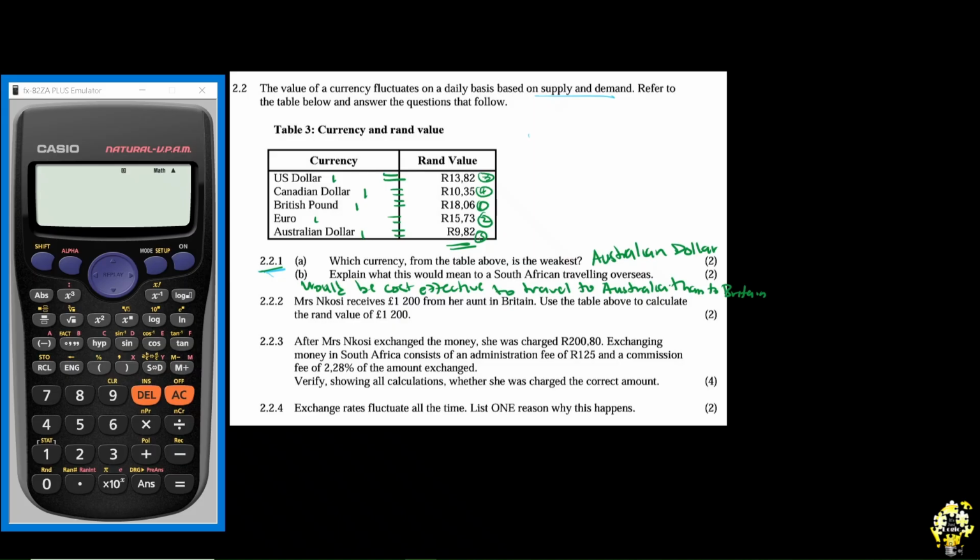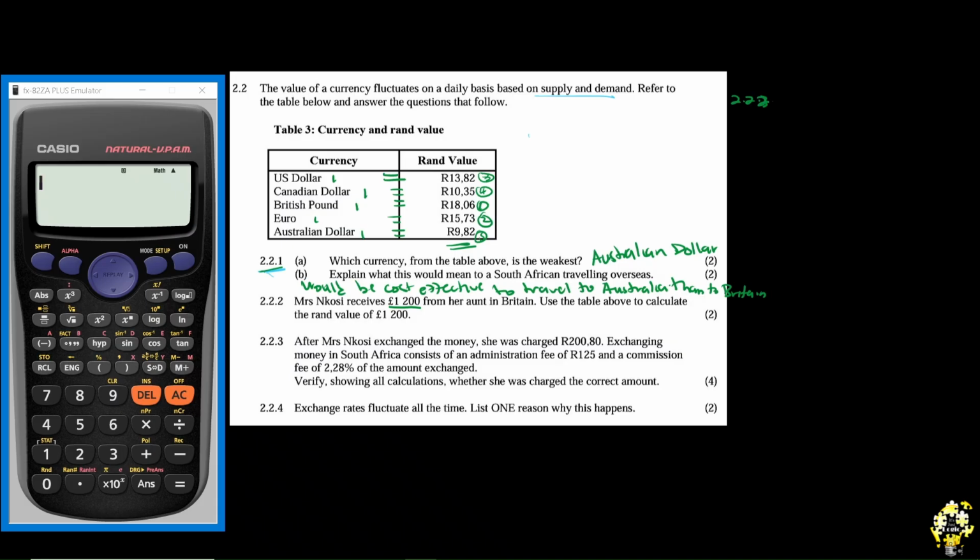2.2.2. Mrs. Nkosi receives 1,200 British pounds from her aunt who apparently lives in Britain. Use the table above to calculate the rand value of it. Okay, so the table above, to use it, let's just simply come here. What are we going to say here? We are going to say this is 2.2.2.